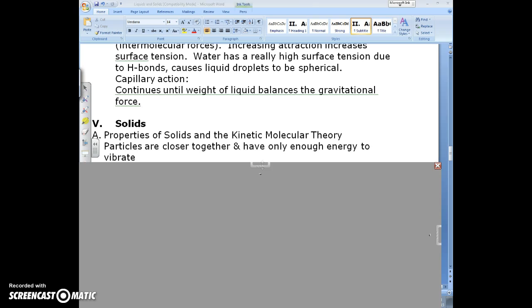So if we were to look at our particle model for a solid, particles really, really close together, and they can't move around. So it looks something like this. And the only energy they have is enough energy to vibrate.